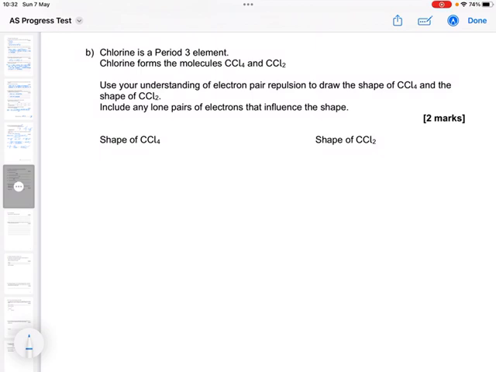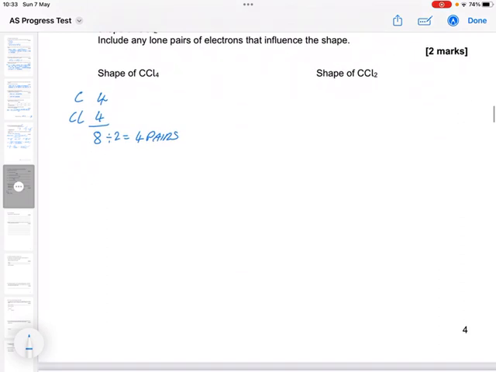So I'll do it as a full working out. So carbon is in group 4, chlorine is in group 7, but it only brings one electron to the outer shell of carbon, which is the central atom, and there are 4 of them, so that's going to be 4. So the total electrons in the outer shell is going to be 8, divided by 2 is 4 pairs. So 4 pairs that repel equally is going to give you a tetrahedral shape. So here's my chlorines on there.